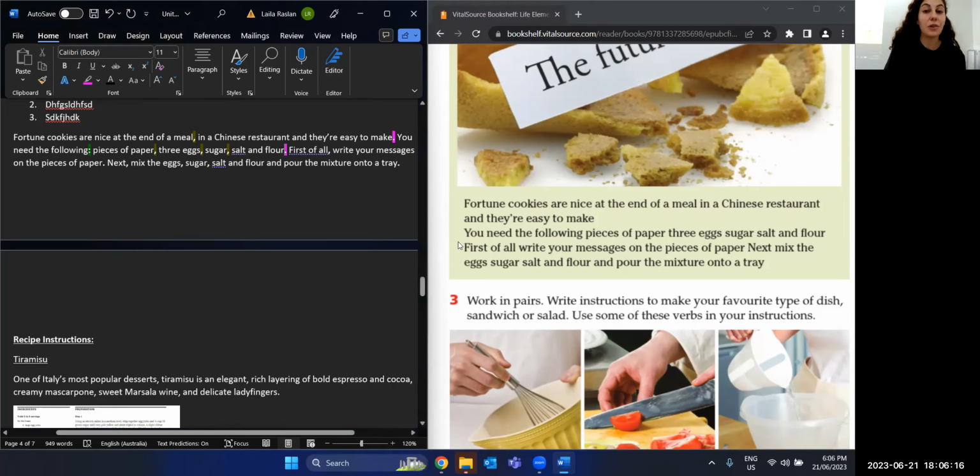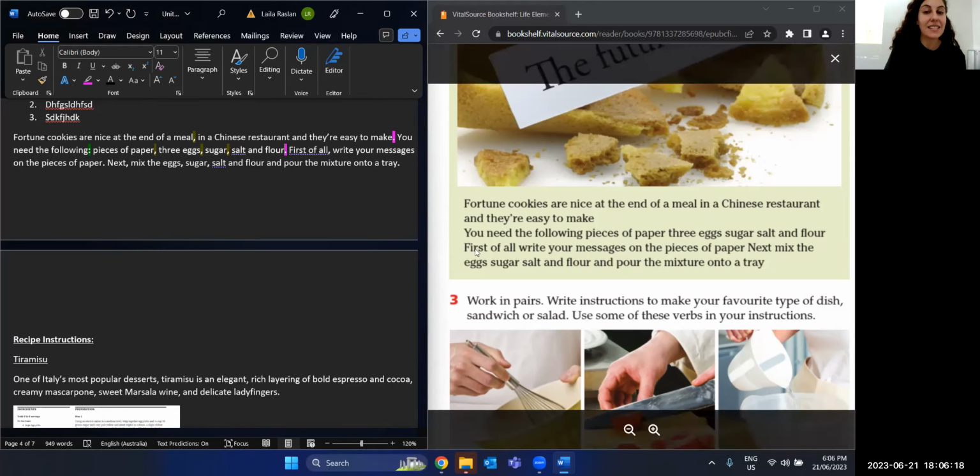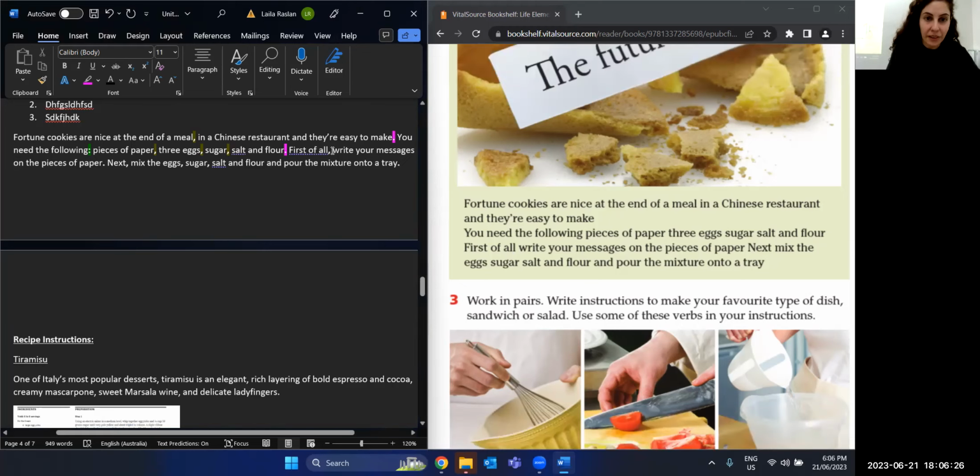Okay, first of all, that looks like that's a sequence word. So first of all, we said that's one of the words, so we need a comma. So first of all, comma.